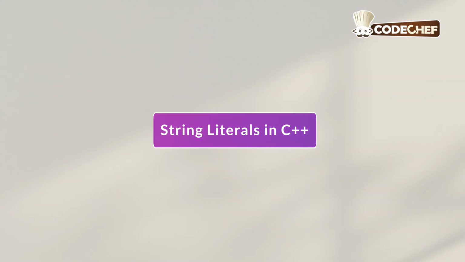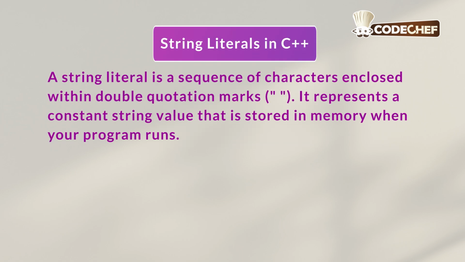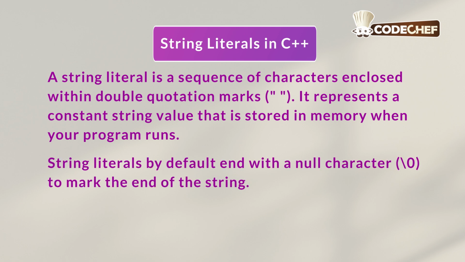The next topic is string literals in C++. A string literal is a sequence of characters enclosed within double quotation marks. It represents a constant string value that is stored in memory when your program runs. String literals by default end with a null character, that is \0, to mark the end of the string.